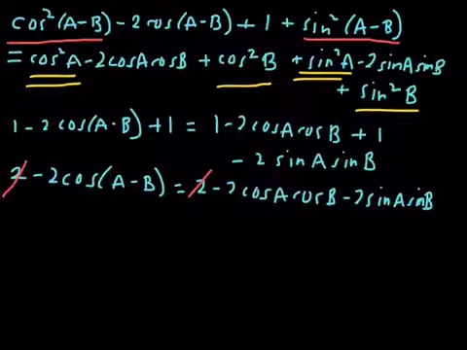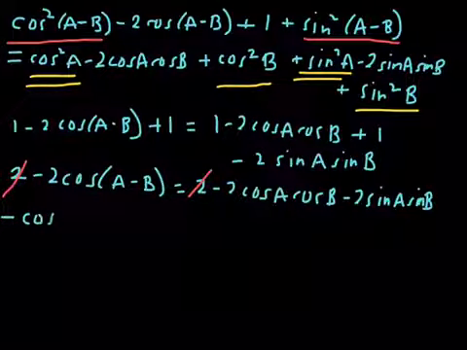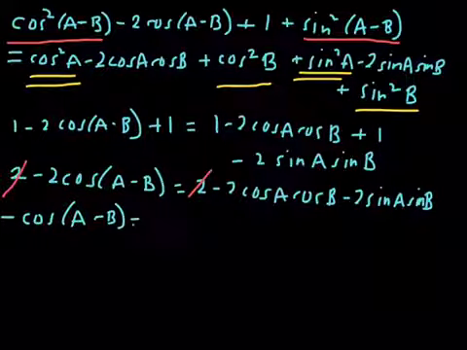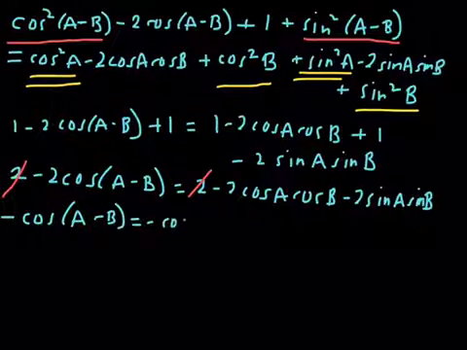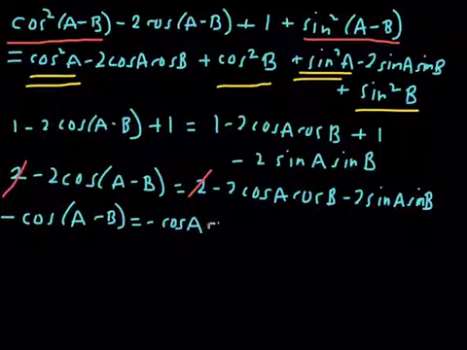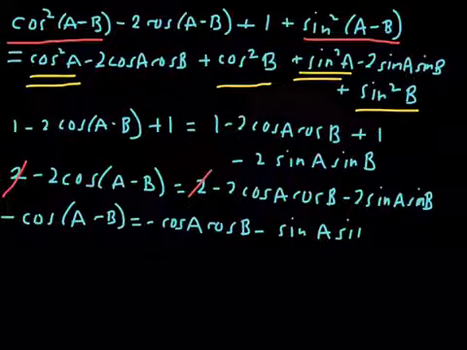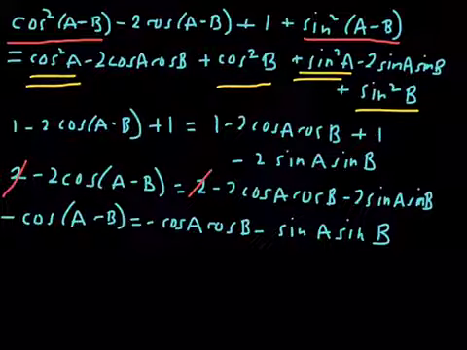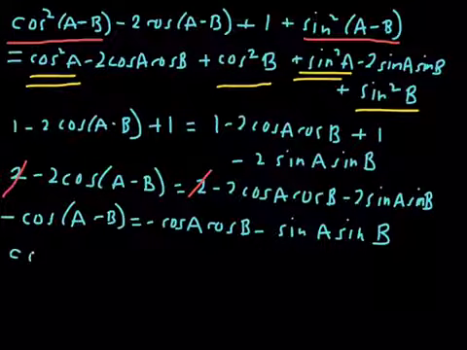All right? When you divide everybody by 2, you have negative cosine of A minus B, dividing every term by 2 on both sides, equals minus cosine of A, cosine of B, minus sine of A, sine of B. Now remember, we divided everybody by 2. Now let's divide everybody by negative 1. Then you're going to get cosine of A minus B.